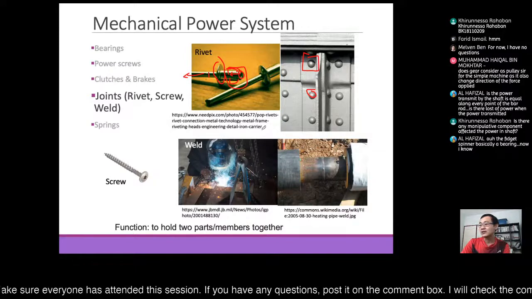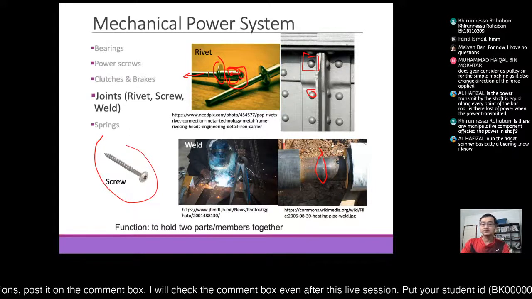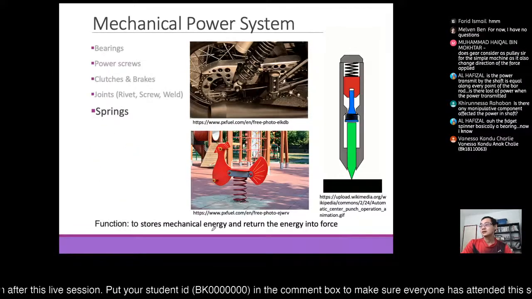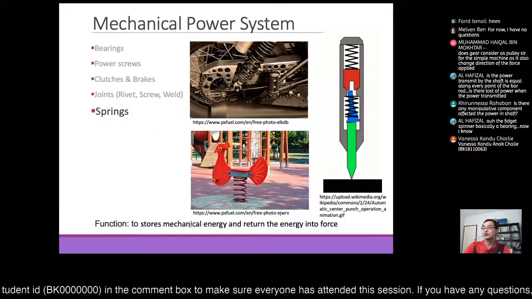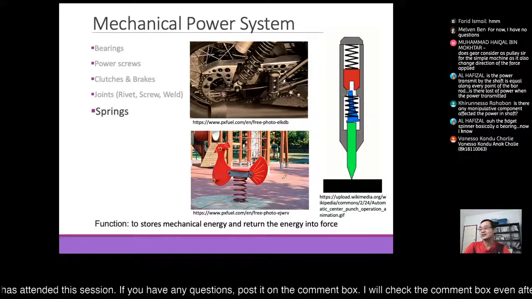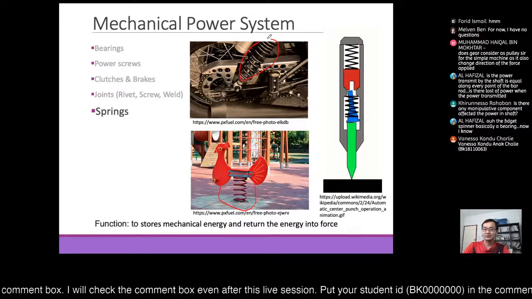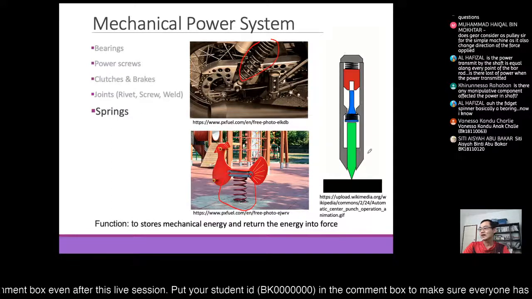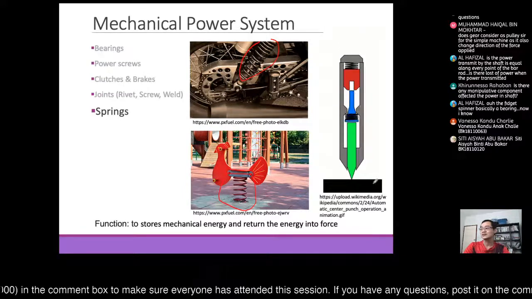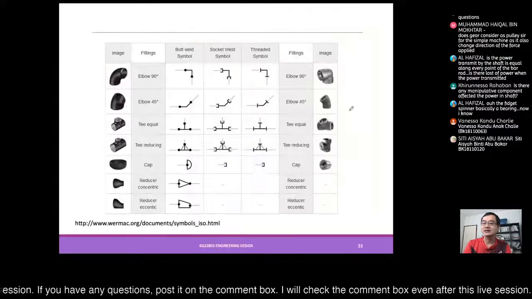Then we can also have a screw type, and we can do welding to join two parts together as well. So the function is just to hold two parts or members together. Then for the spring, the spring is to store mechanical energy and return the energy as force when we desire it. We can see springs everywhere. Springs absorb shock impact, and we have springs in an automatic center punch. They store the energy and return it as a force when we desire.